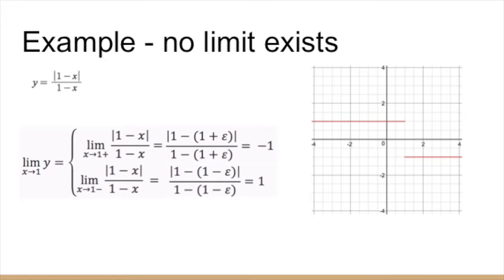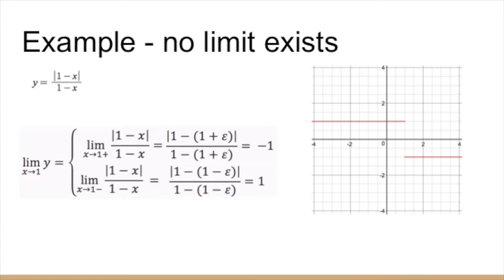Based on the definition, we know that the limit only exists when x approaches a number from the left and from the right, and they both have the same results. Consider this function, y equals the absolute value of 1 minus x over 1 minus x. If we take a point at x equals 1 and approach this point from the left and from the right, the answers are not the same. In this case, we can say that the limit does not exist at this point for this function, since the left and right are not the same.